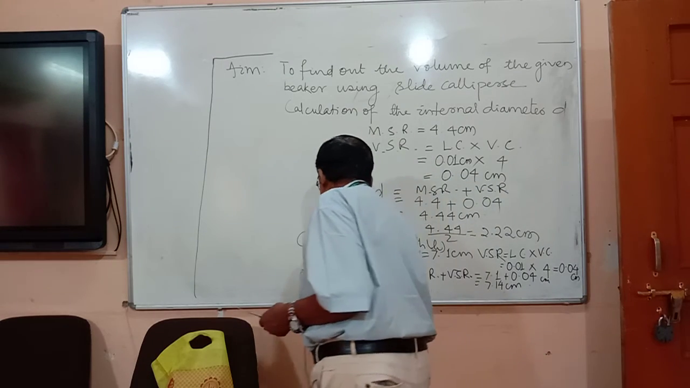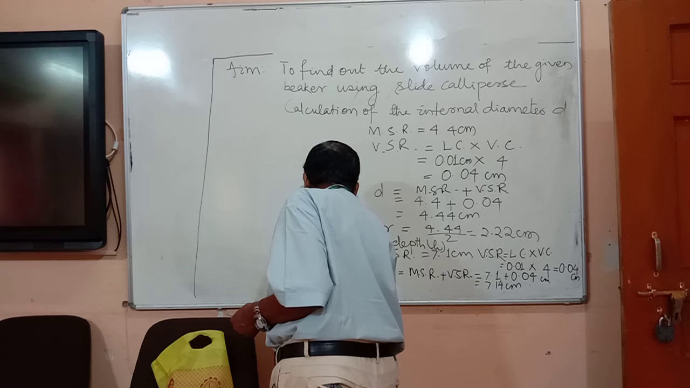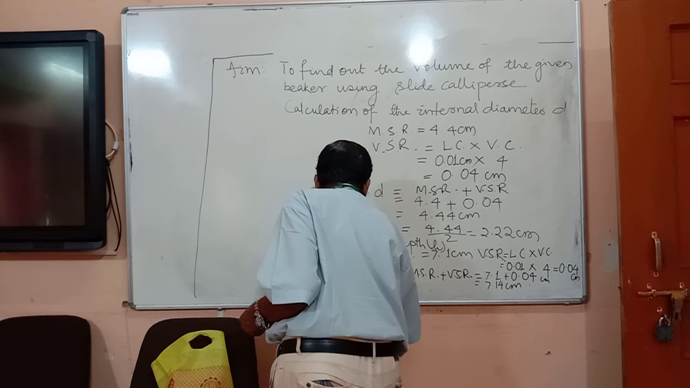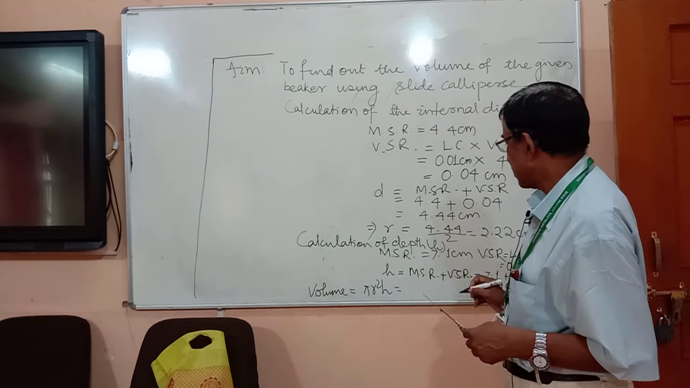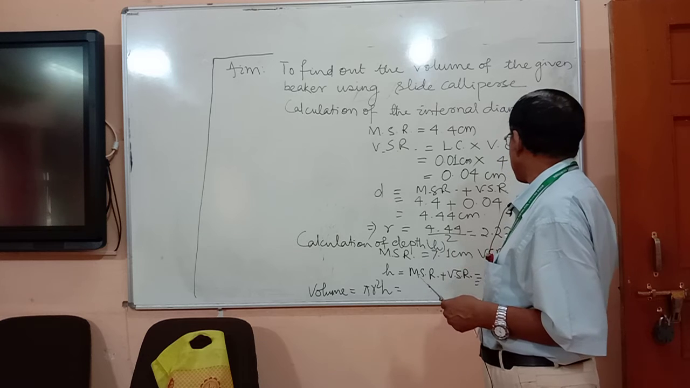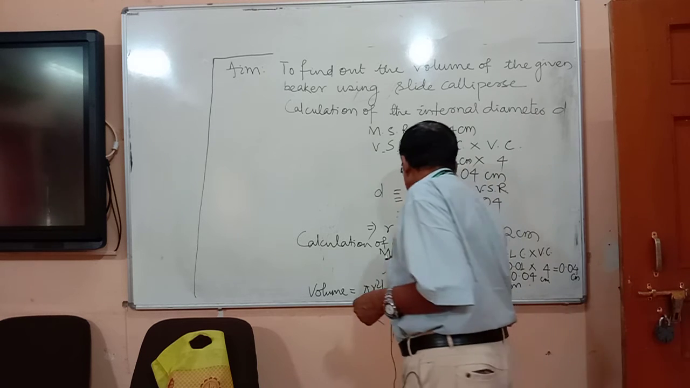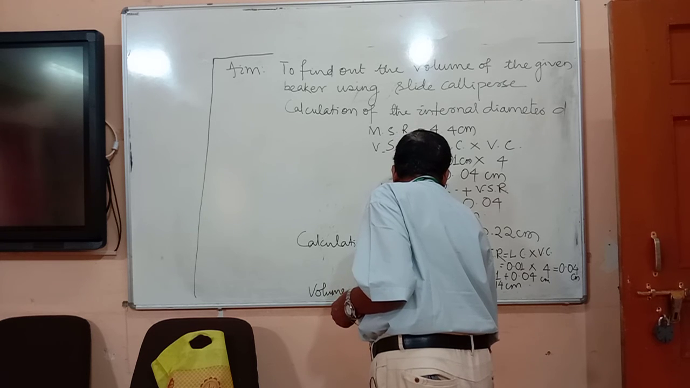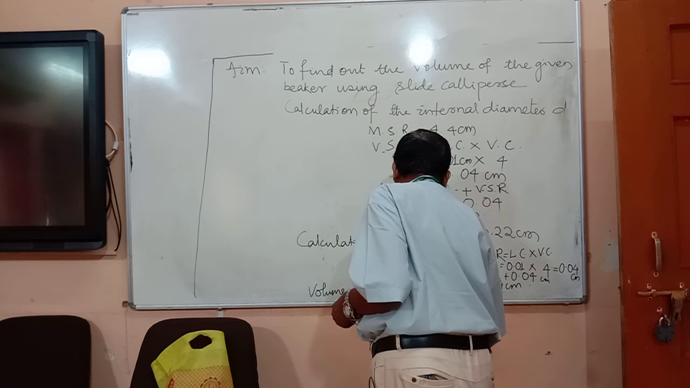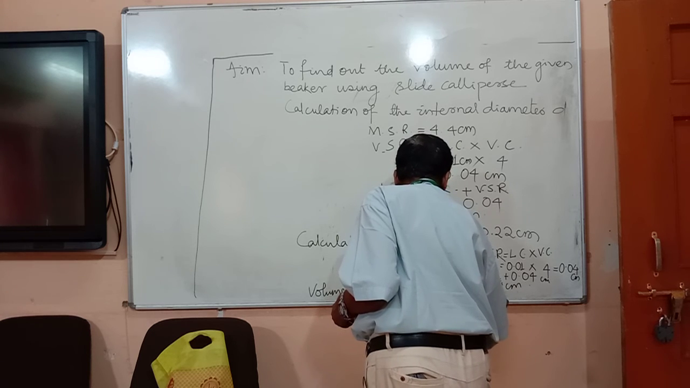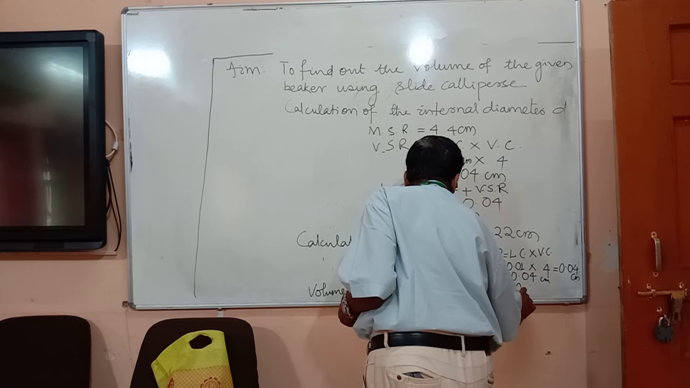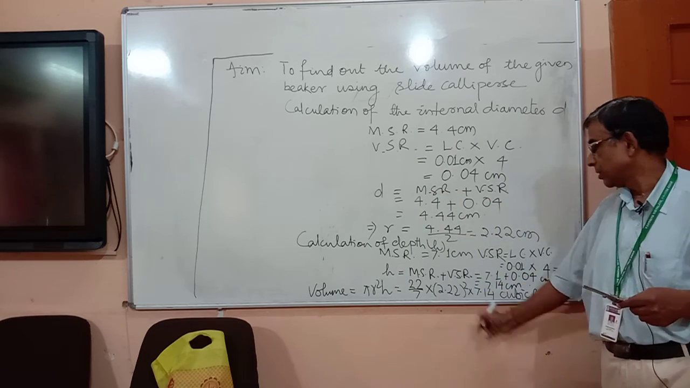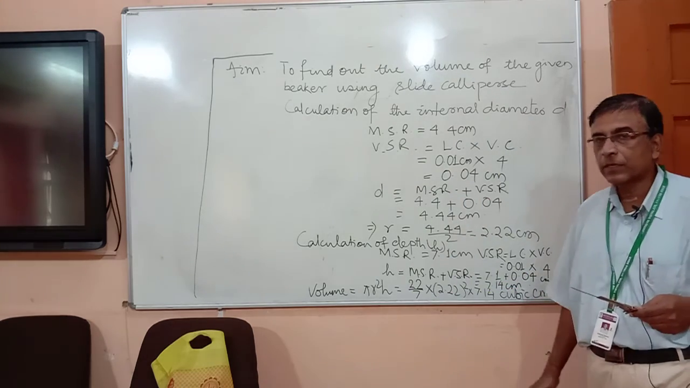So what is the volume of a cylinder? Beaker means cylinder. Volume equals pi r square h. From this you have got r. So pi is 22 by 7, into r square, which is 2.22 square, into h, which is 7.14. This is in cubic centimeter. After calculating this, you can get the volume.